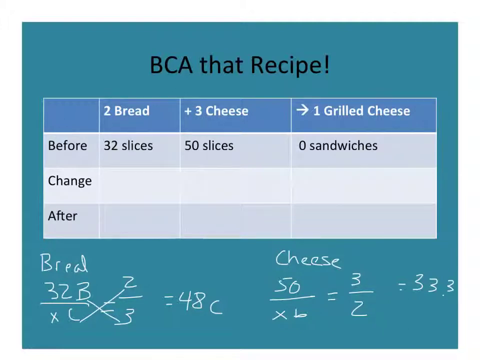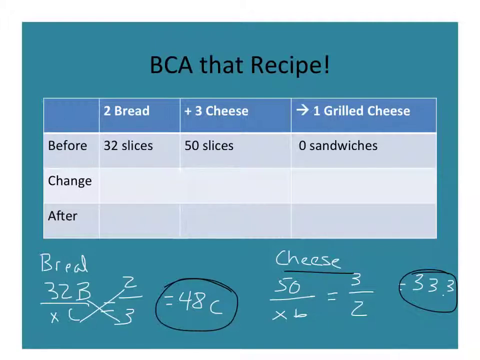So we have, if we use up all of our bread, we only need to use 48 slices of cheese. We have 50 slices of cheese, so this one works. If we used all 50 slices of cheese, we would need 33.3 slices of bread. But we don't have 33 slices of bread, so we can't use up all of our cheese. So we're going to put these into our BCA table.